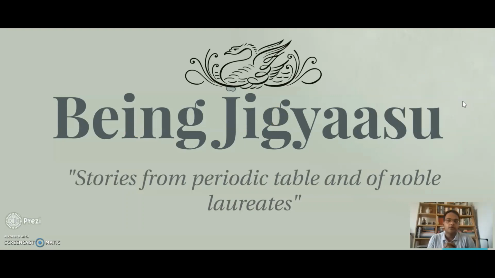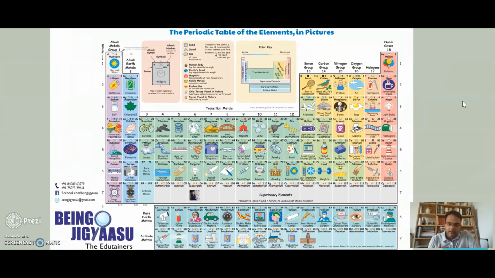Today I'm going to talk about a very interesting story from the periodic table. So let's dive right into it. If you see, this is the periodic table. It's kind of an unusual periodic table because it is far more colorful than what we generally see in our schools. This periodic table has a uniqueness, that is that each and every element in the periodic table has its use and a photo of that element where it is being used.